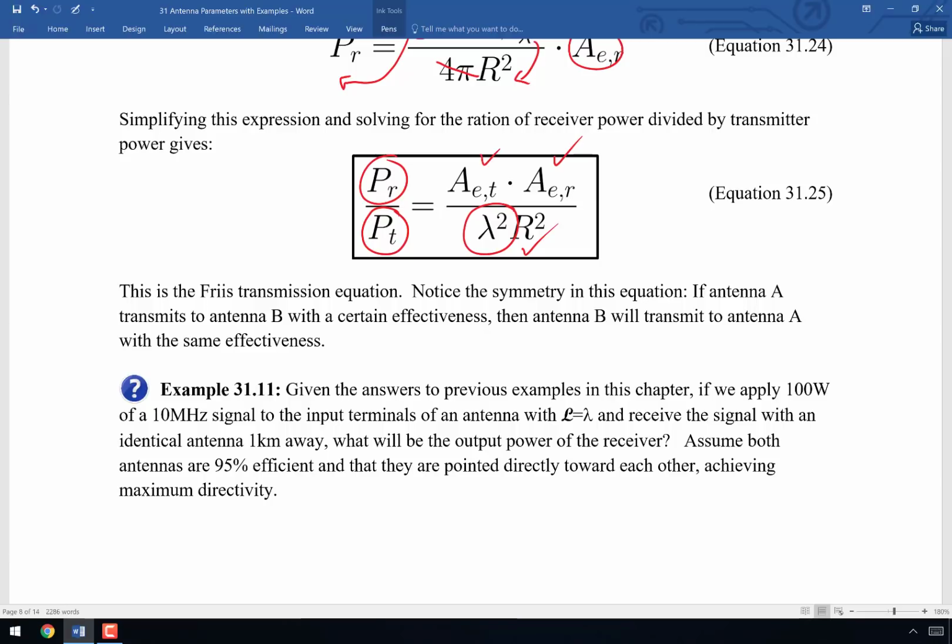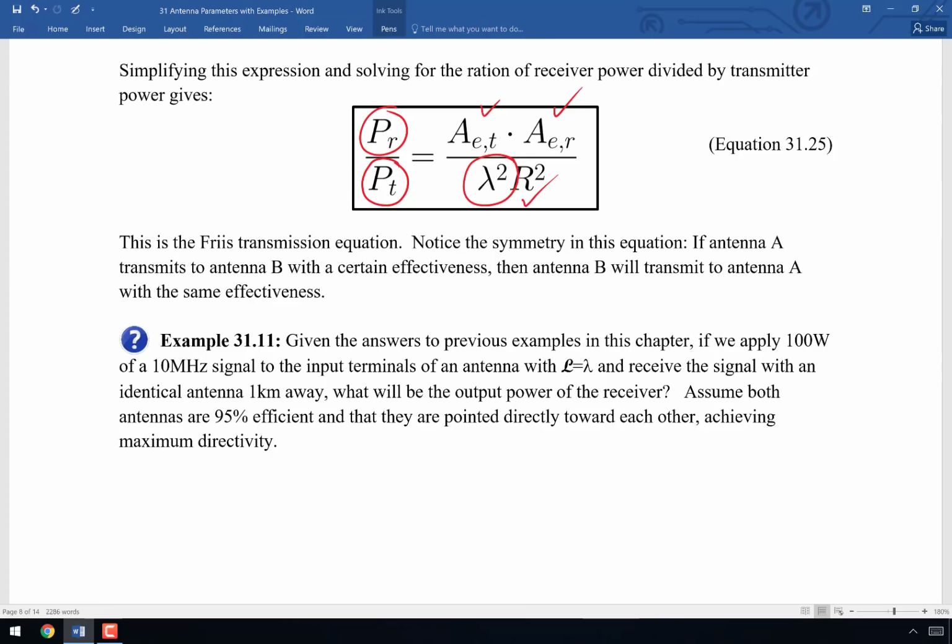Also notice the symmetry of this equation: I don't really care which one is the transmitter and which one is the receiver. If antenna A transmits to antenna B or antenna B transmits to antenna A, this ratio is going to be exactly the same, because A sub E comma T is multiplied by A sub E comma R. It doesn't matter what the order of that multiplication is, and the distance r between them is going to be the same in either case.